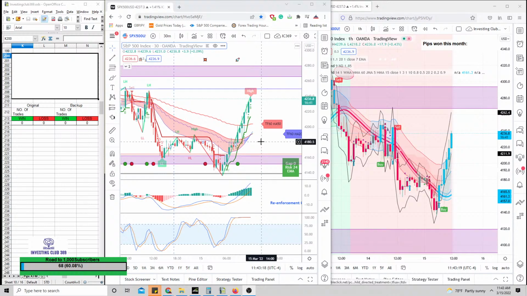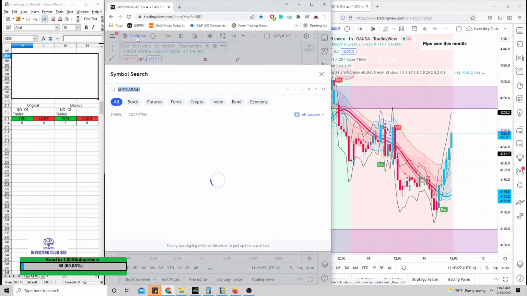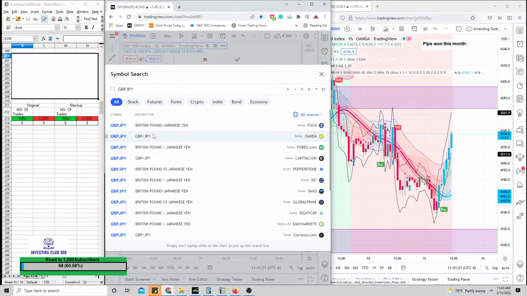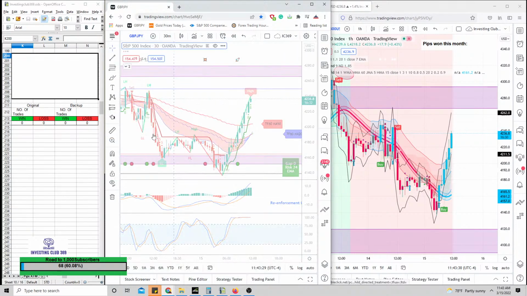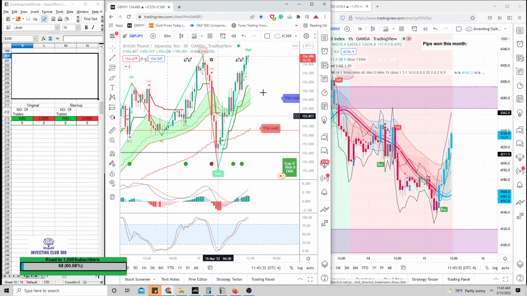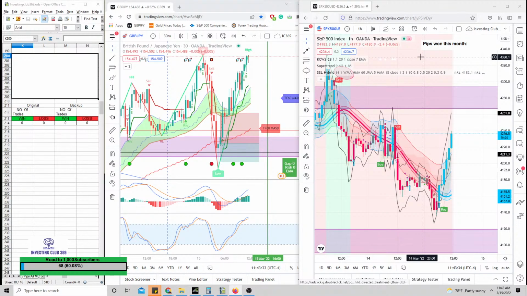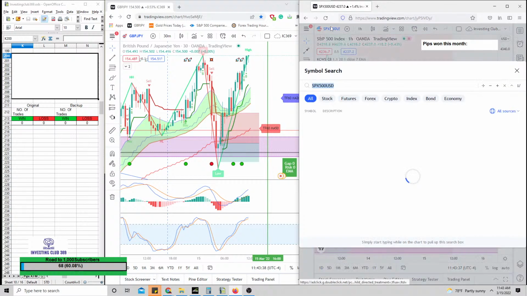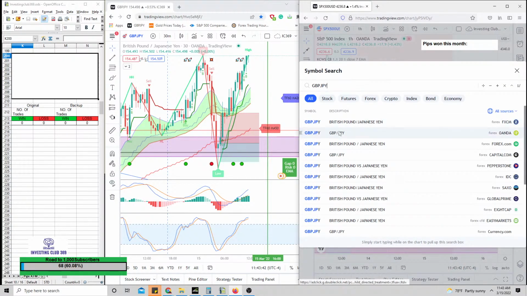In the meantime, we can look at the GBP and see what's happening over there. An eye on the S&P, okay? I'm going to be in GBP. See what's happening.